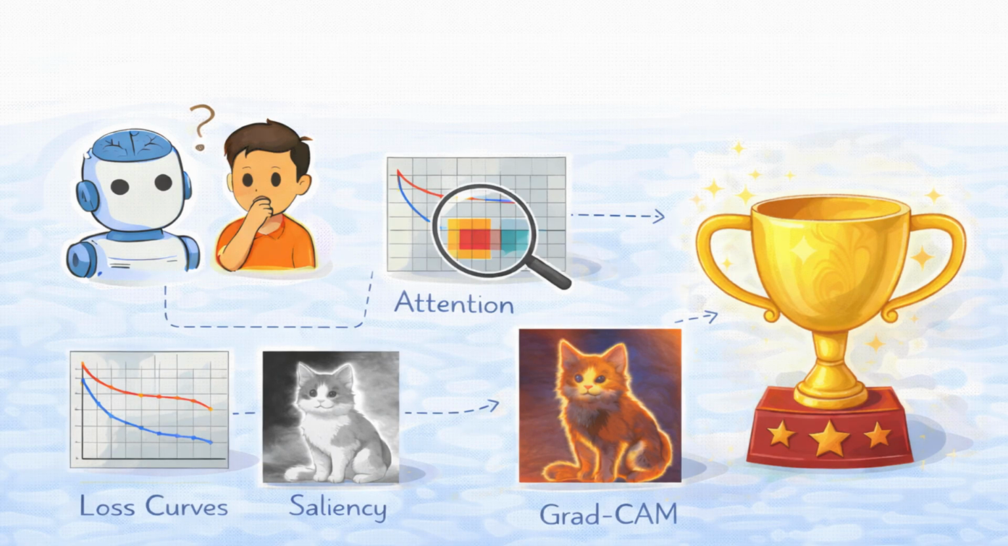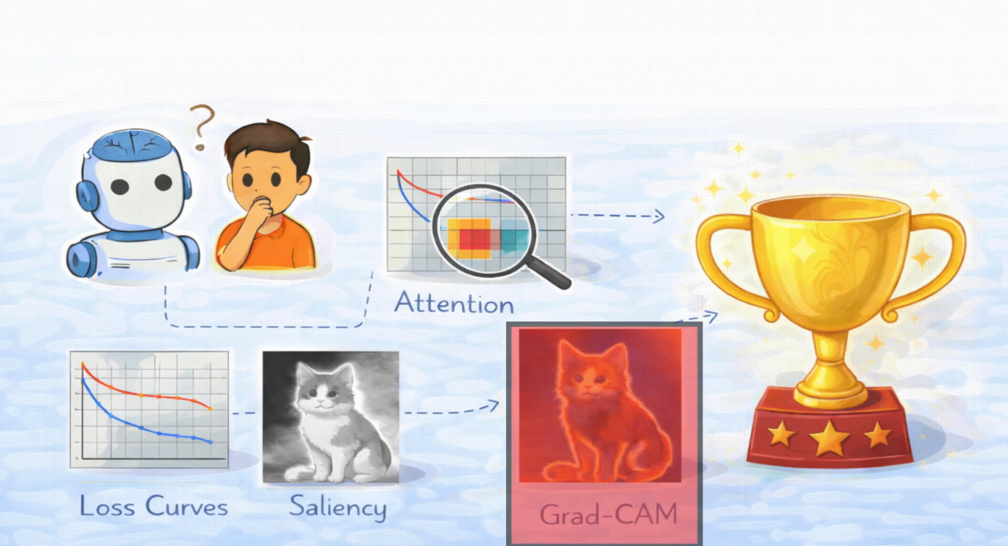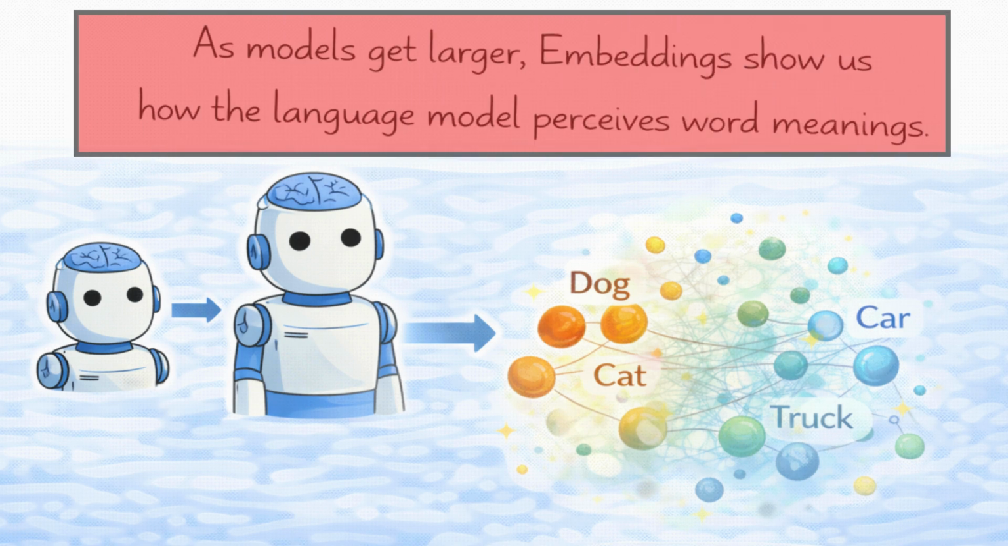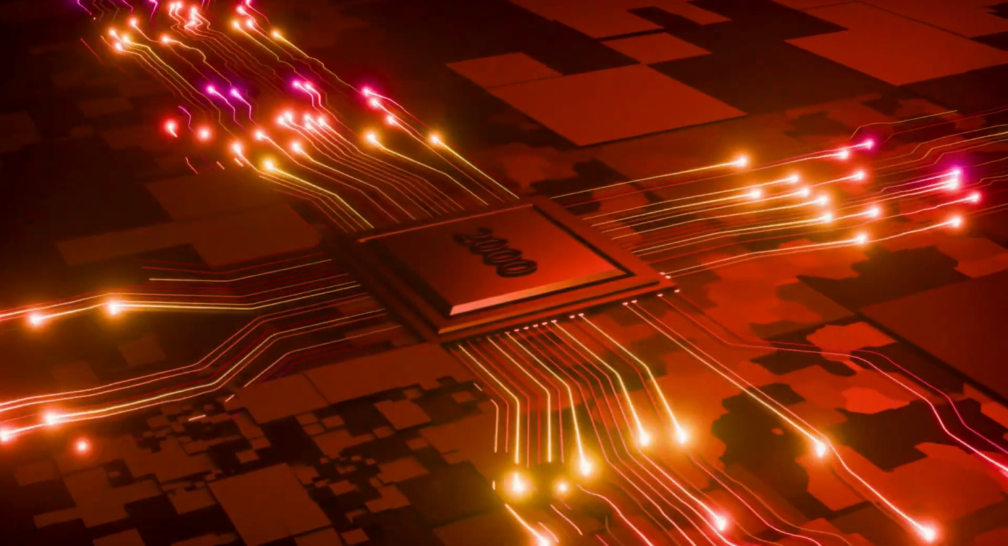Understanding these diagnostics, from loss curves to saliency maps, is critical because it's how we benchmark progress. Capability benchmarks evaluate reasoning, coding, and multilingual performance. And as models get larger, embeddings show us how the language model perceives word meanings. This level of interpretability is the key to building the next generation of reliable frontier models.